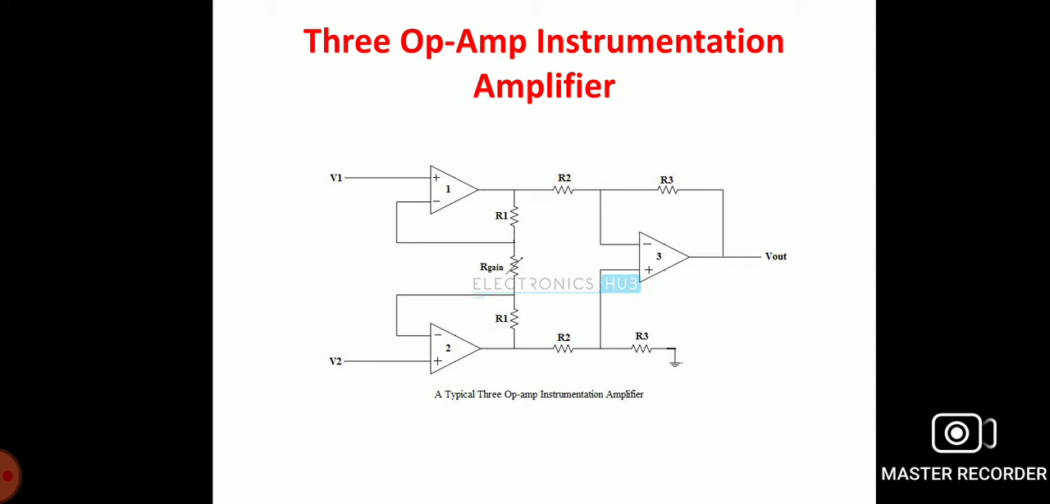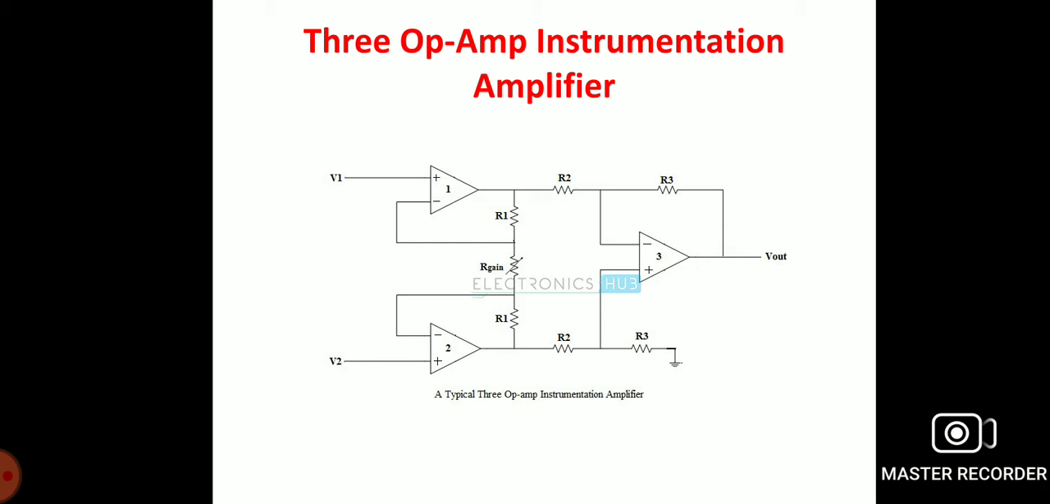The circuit diagram of an instrumentation amplifier is shown. Operational amplifiers 1 and 2 are non-inverting amplifiers, and together form the input stage of the instrumentation amplifier. Operational amplifier 3 is the differential amplifier that forms the output stage of the instrumentation amplifier. The output stage is a differential amplifier whose output V out is the amplified difference of the input signals applied to the input terminals.